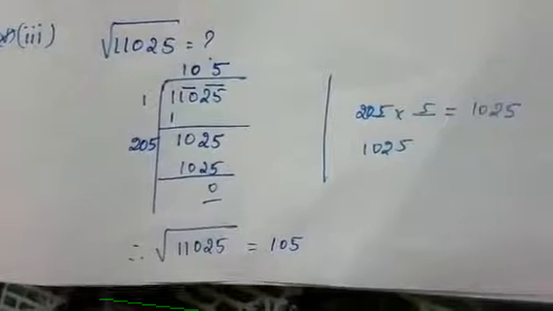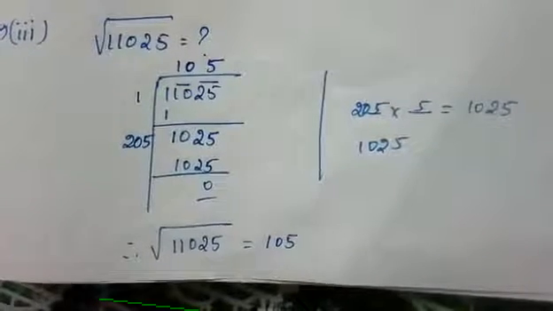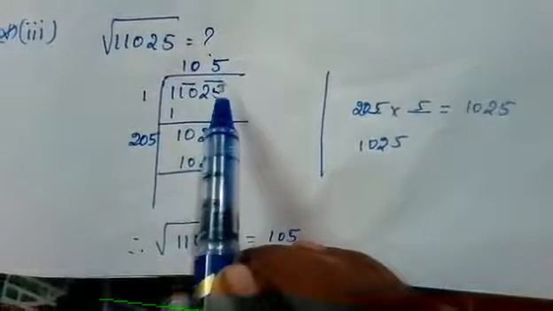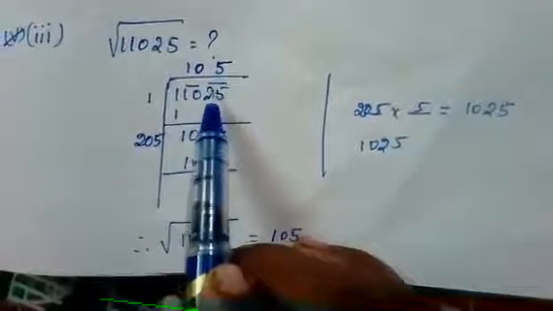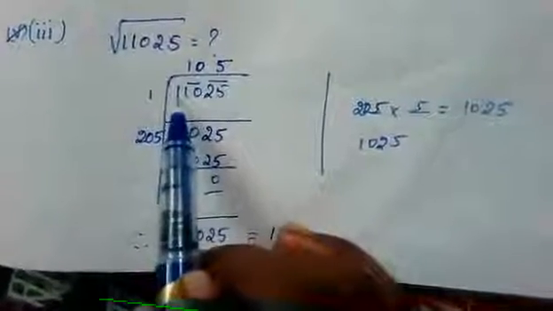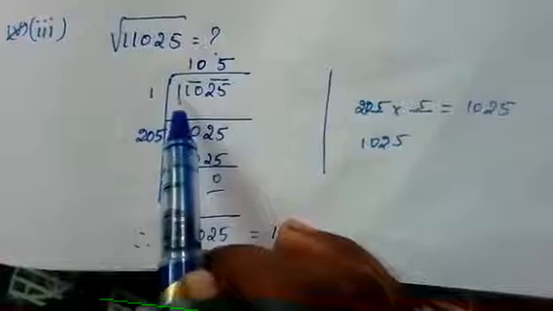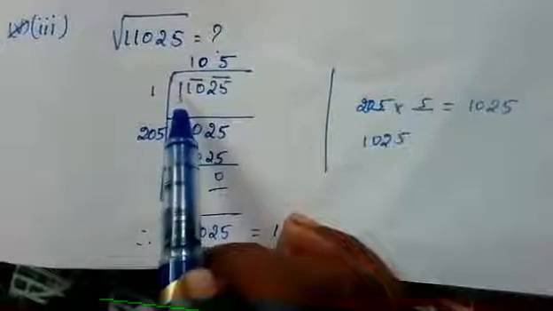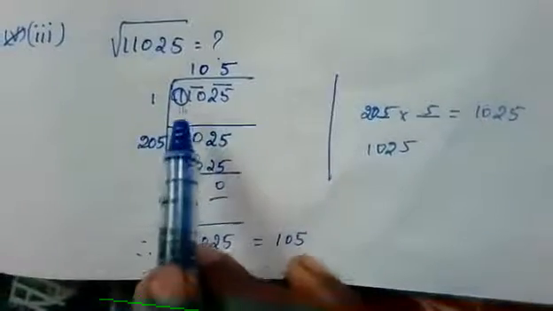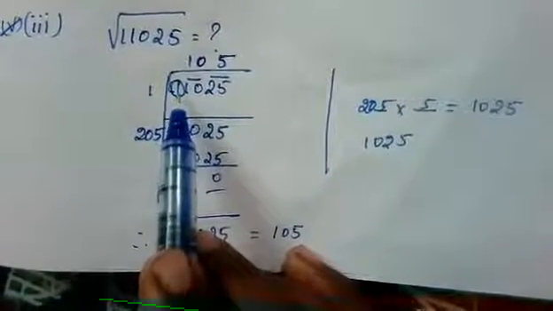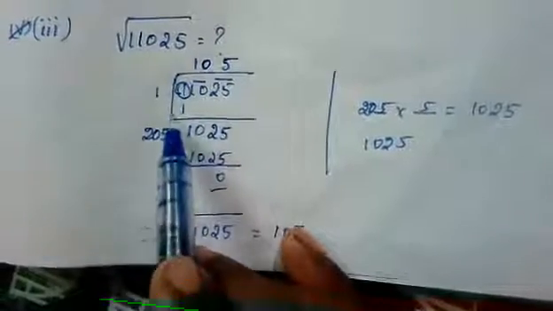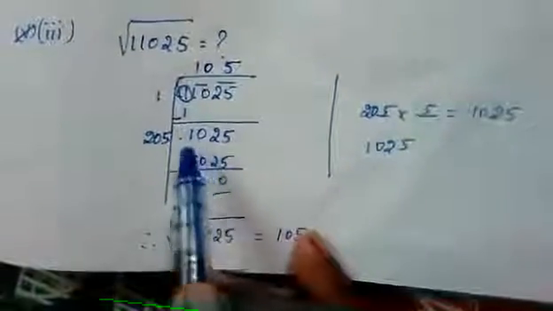Third problem: the square root of 11,025. For 11,025, first you have to arrange the pairs, that is 1, 10, 25. Here 0 1, this one is not our pair, so we keep the last digit as it is. Now you have to find the value for 1. First you find this is 1. For which square number is possible? 1 into 1, so that is 1. Subtract this to 0. Bring down the next pair.